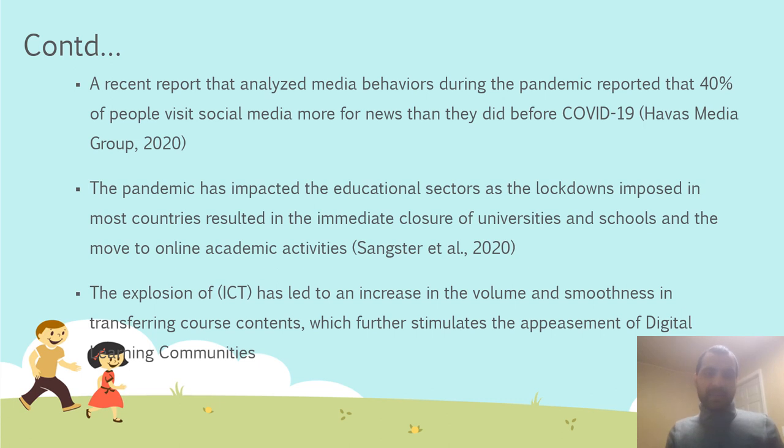That's why the pandemic has impacted the educational sectors. Now we talk about how it has impacted our educational sectors, because the lockdowns imposed in most countries resulted in the immediate closure of universities. Obviously now, if there had not been any pandemic or lockdowns, we could meet in face-to-face conferences. See why this happened, why we are here after the lockdowns, after the COVID-19 pandemic. The immediate closure of different universities, face-to-face classrooms and schools, and the move to online academic activities.